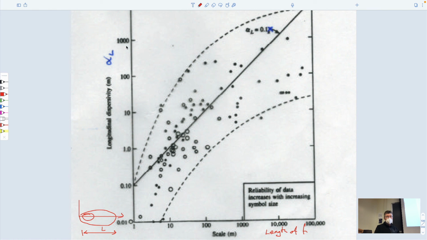This is on a log scale. This is log dispersivity. This is log length of the plume. Very long plumes as well, 10 kilometers, 100 kilometers. Not really engineering type plumes, but also 10 meters, 100 meters, kilometer. So there's a huge spread here, and they fall, if you like, between these bounds.